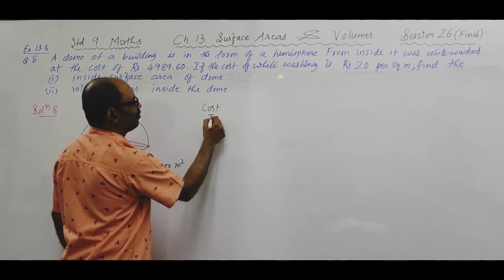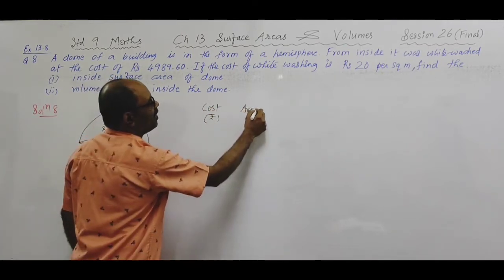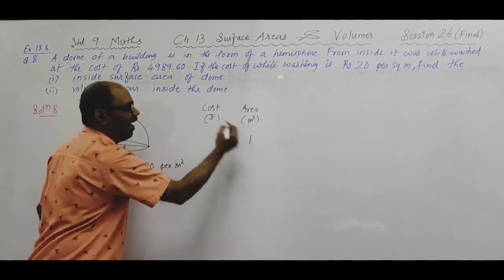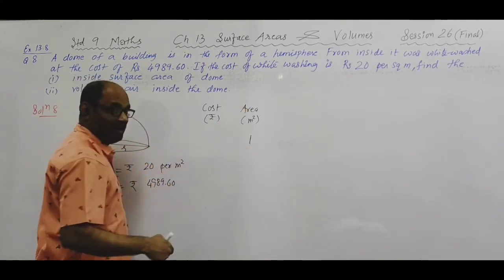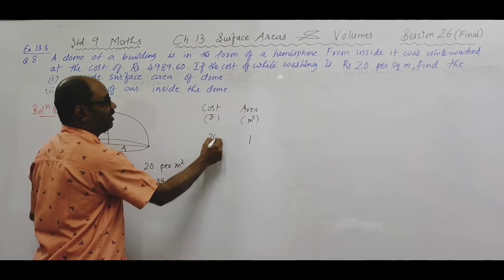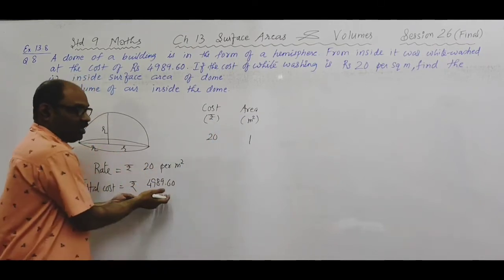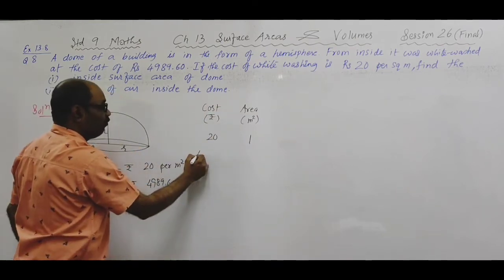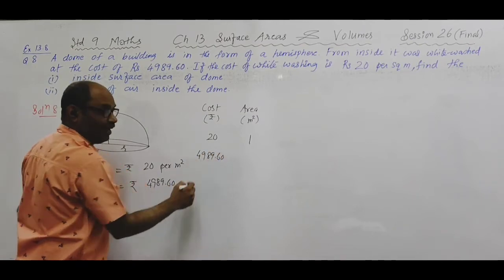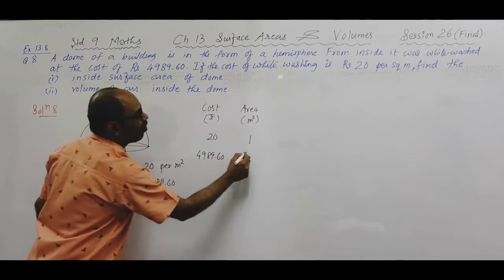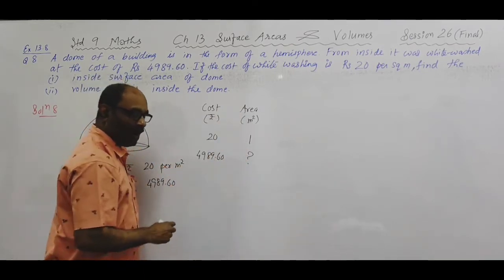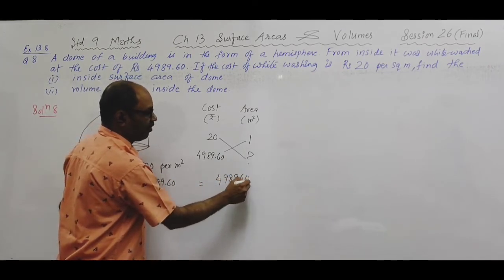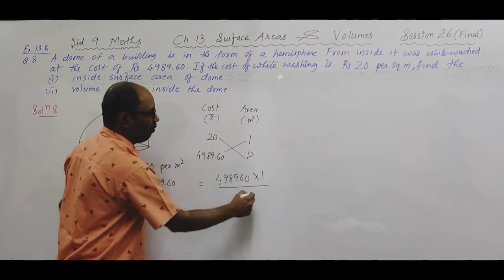Cost is in terms of rupees, and area is in terms of square meters. Here is the rate: if you whitewash 1 meter square, it's going to cost you rupees 20. Now, the cost of whitewashing is 4,989.60 rupees. So what area is whitewashed? Cross multiplication gives me 4,989.60 multiplied by 1 upon 20.